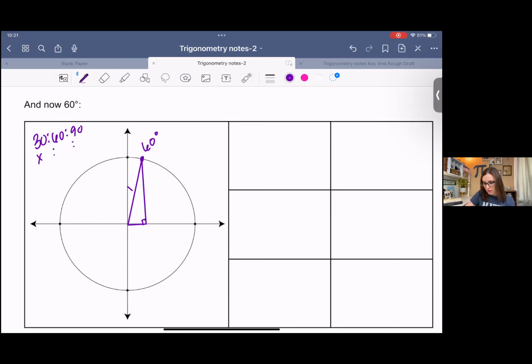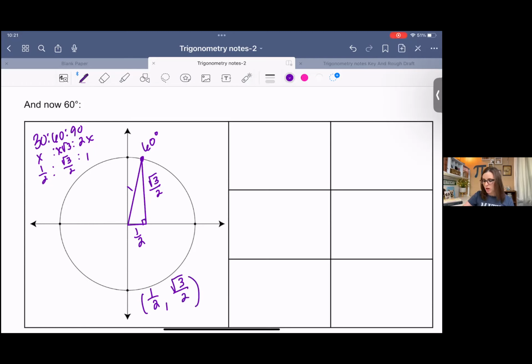That was x, x root 3, 2x. Across from the 90 was 1. So that gave us a half here and root 3 over 2 here. So I'm just pulling up the previous information to kind of fast forward this a little bit. Across from the 60-degree angle is root 3 over 2. Across from the 30-degree angle is a half. So my x is a half, my y is root 3 over 2.